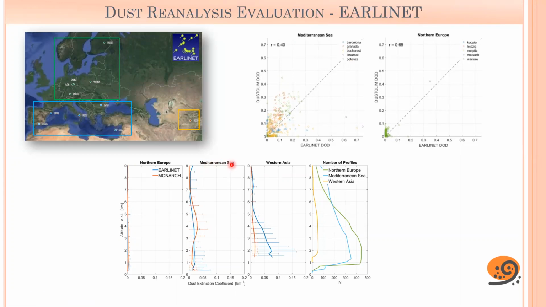This is depicted also by the mean regional Monarch profile over the Mediterranean Sea, where a moderate underestimation between 1 and 3 kilometers is followed by a higher overestimation at higher altitudes. On the other hand, there is a significant underestimation over the station of Dushanbe, but these results are not representative due to very few dust extinction coefficient profiles available at this station during the period of the evaluation.